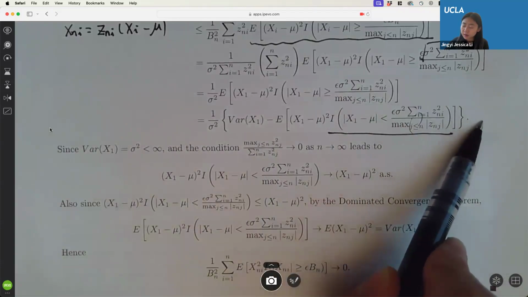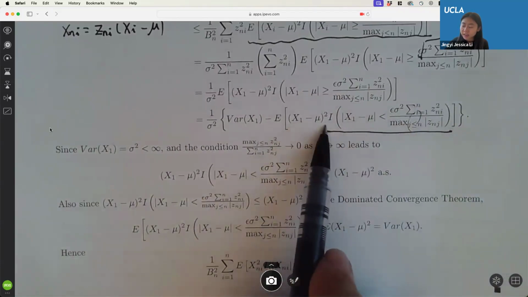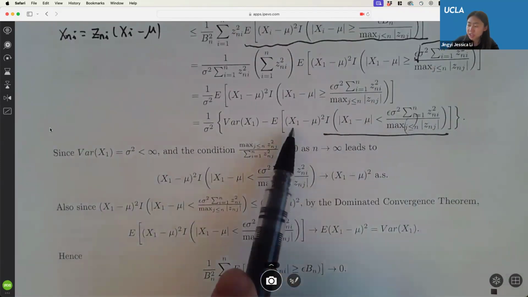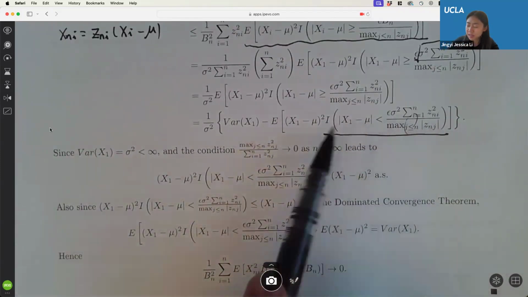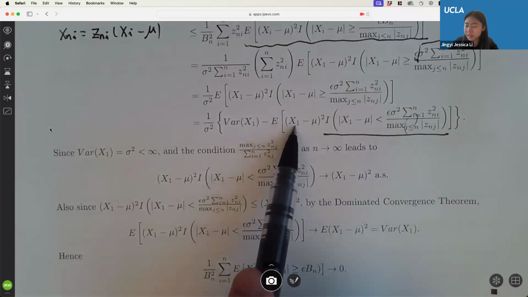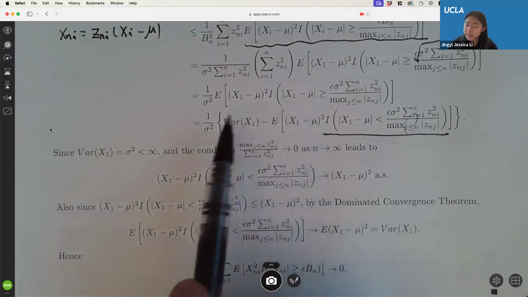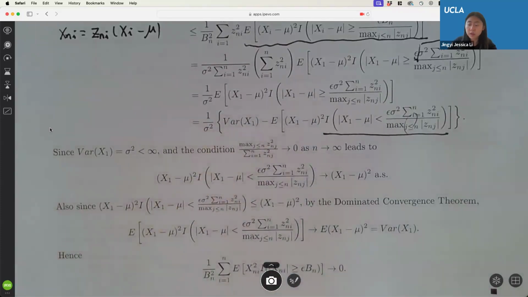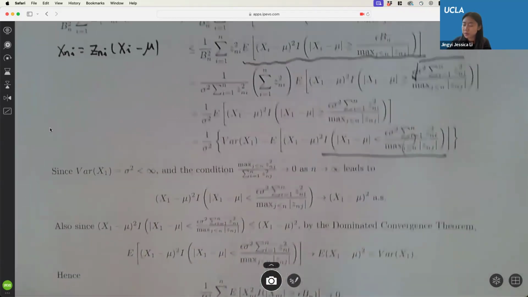And this going to infinity means what? It means that the indicator function is going to 1. Because the upper bound is infinity, the indicator function will always hold. Okay? So therefore, this expectation will basically converge to just the expectation of (x1 minus mu) squared. And that's the variance. So essentially we have variance minus variance, which is 0. That's how we show the Lindeberg condition.